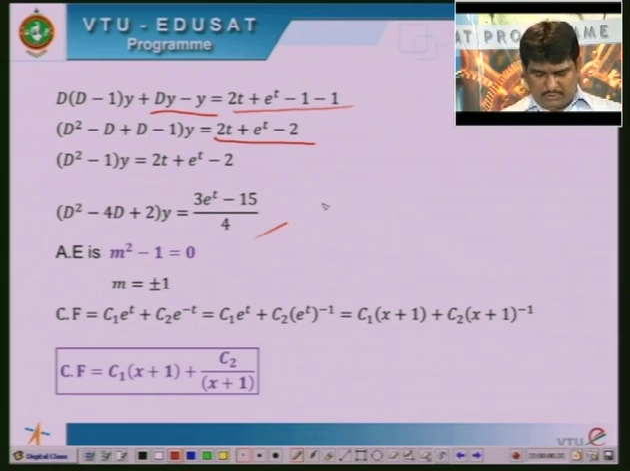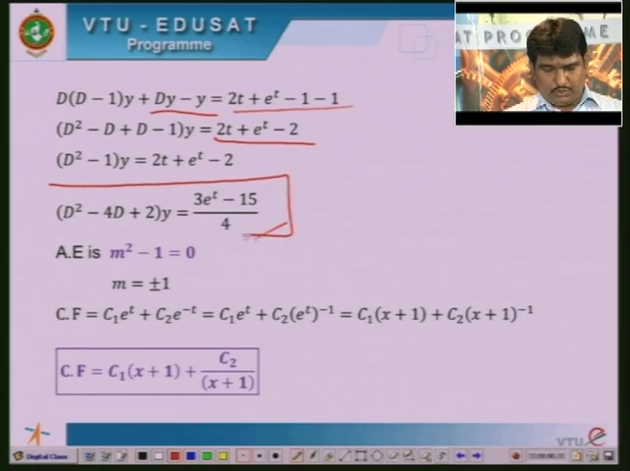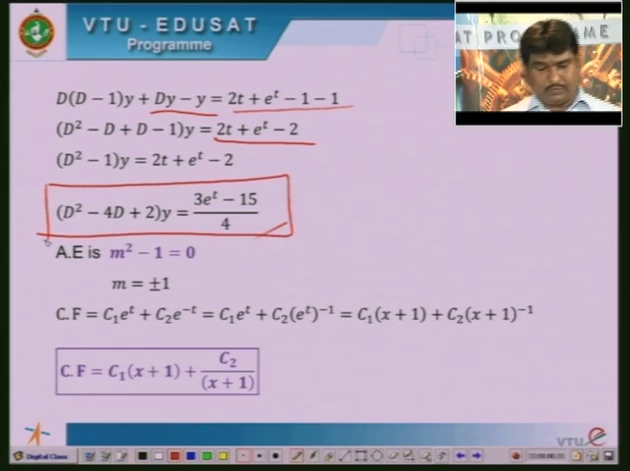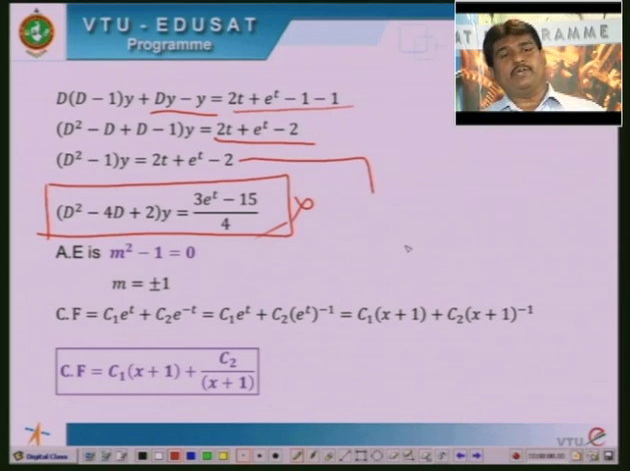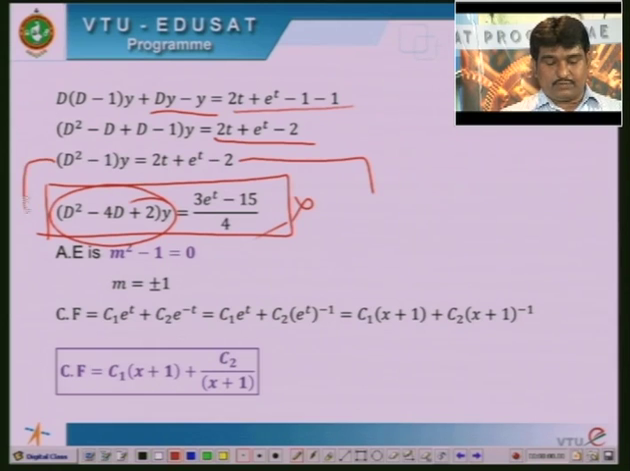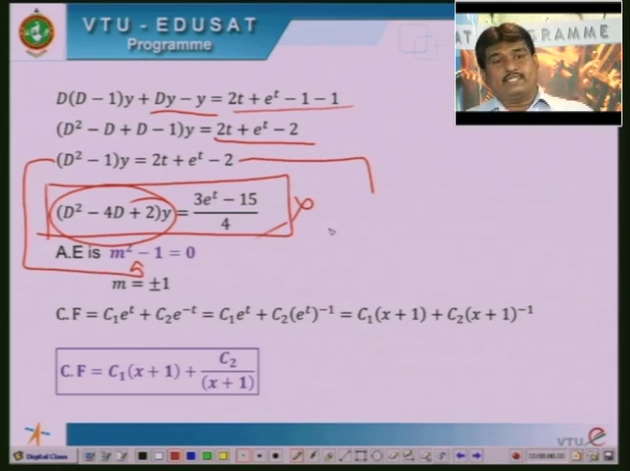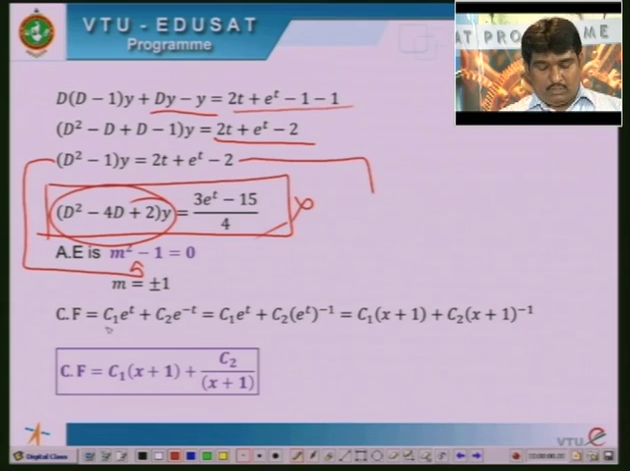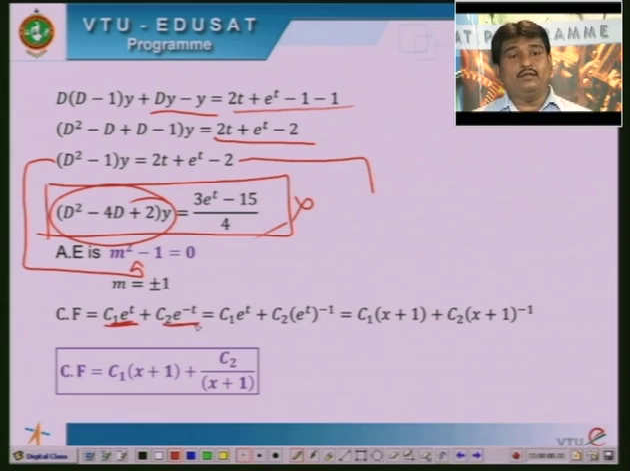This is not the CF. No, this is not the differential equation. The differential equation is this one: D square minus 1 of y equals to 2t plus e to the power of t minus 2. So the auxiliary equation is not with respect to the other part; it is with respect to D square minus 1. The auxiliary equation is m square minus 1 equals to 0. So m equals to plus or minus 1 are the roots of the auxiliary equation. This is the root corresponding to plus 1 and this is the root corresponding to minus 1.